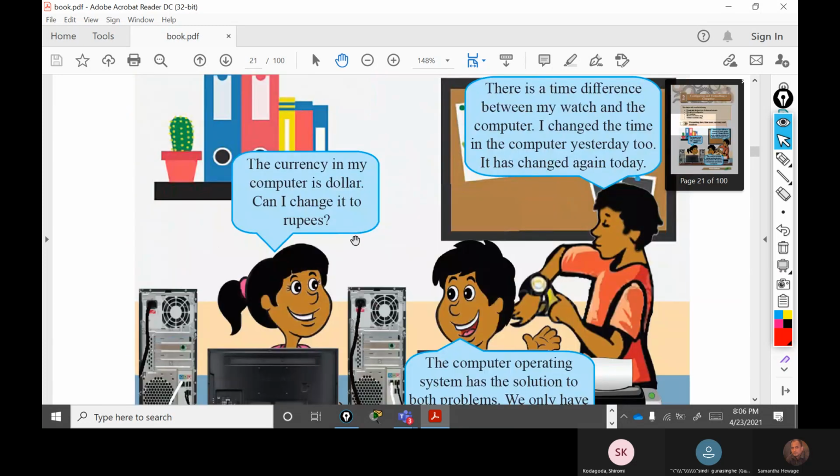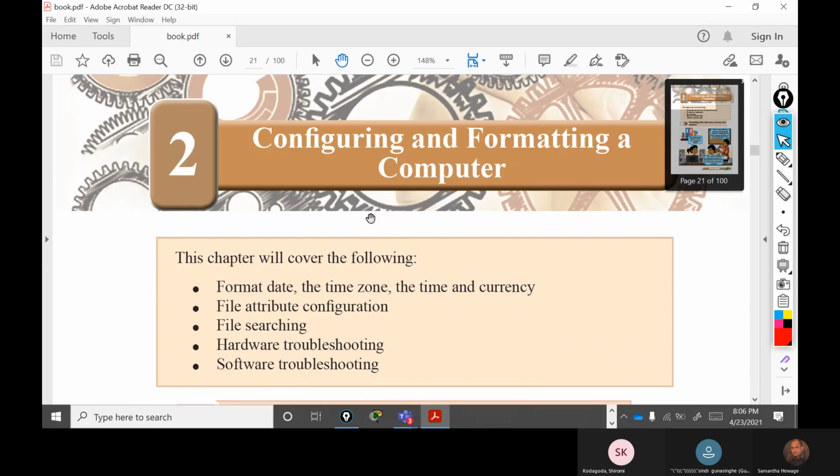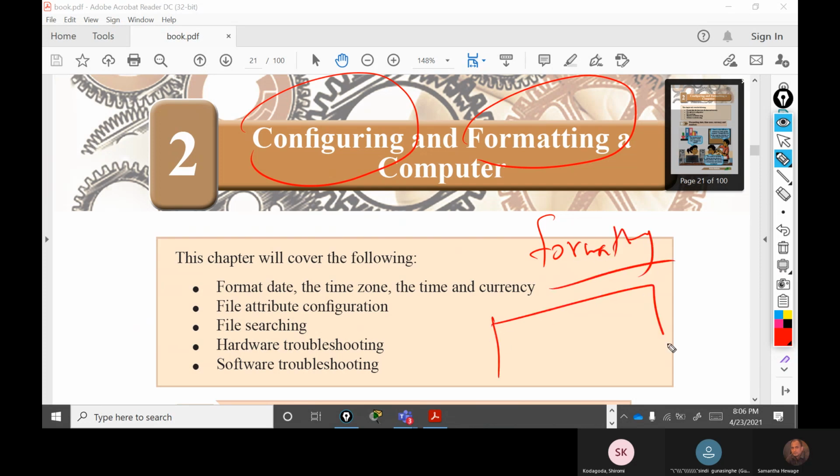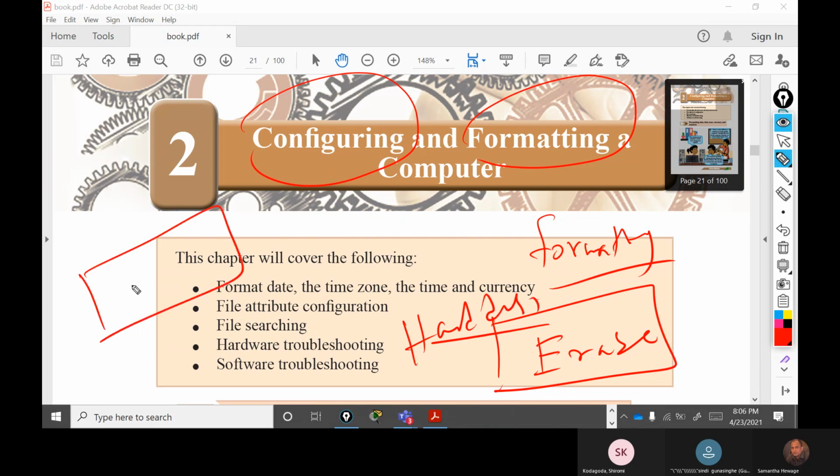All right, so we will go through this as well. This is very critical. We will start the chapter 2 revision as well. We are going to discuss configuring and formatting the computer. You know, formatting the computer means what? Formatting means we are going to erase our hard disk. You know hard disk, right? Magnetic hard disk. We say magnetic hard disk.